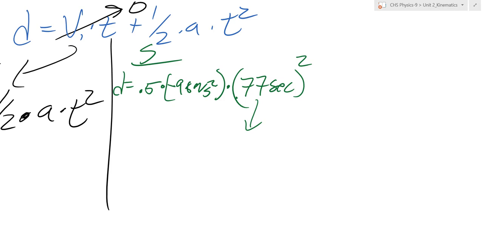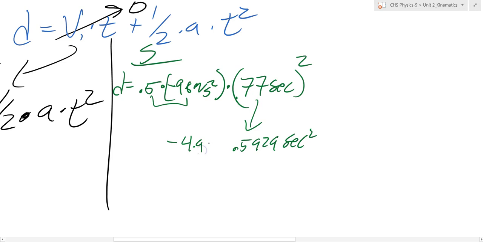Here we go. So this would be 0.5929 seconds squared, because that squared squares both of them, times, I'm just going to multiply those two together, so I end up with a negative 4.9 meters per second squared. I'm going to multiply both of these together. The second squared and second squared cross out, so then I'm just left with meters, which is good. Type those into my calculator, and I end up with negative 2.9 meters.